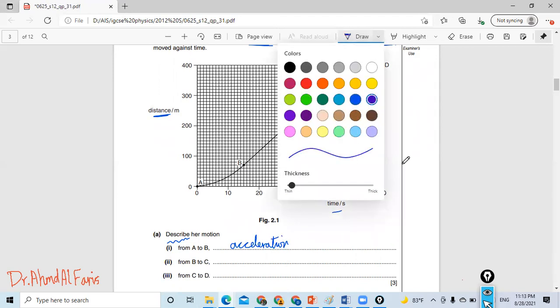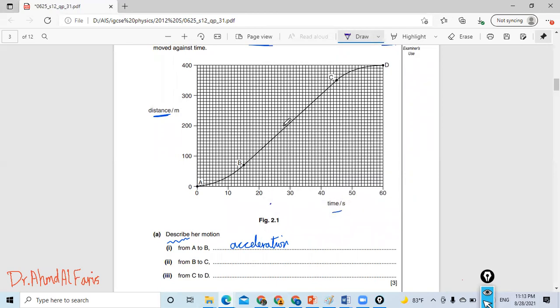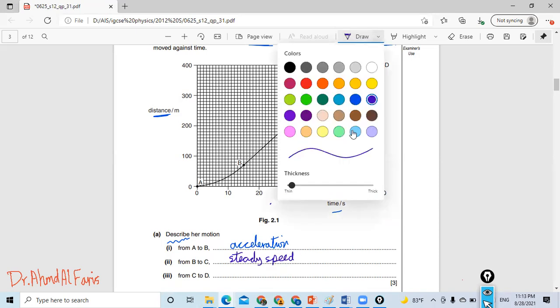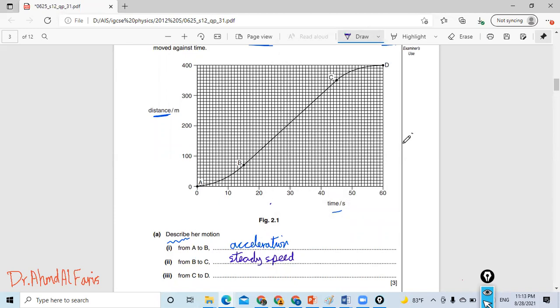Now from B to C, as you can see, it's a straight line. That means constant gradient, so we can say steady velocity. The velocity doesn't change, or steady speed. And the third part is from C to D. As you can see, the gradient starts to decrease, eventually becoming horizontal. That means deceleration until it stops, or you can write deceleration only. Like this, we can get the 3 marks on this question.